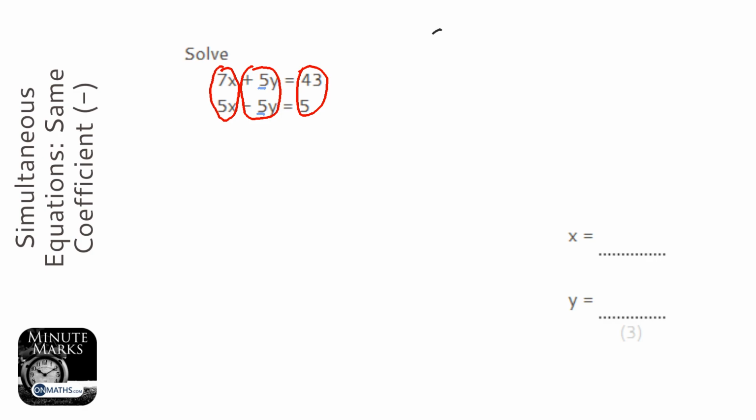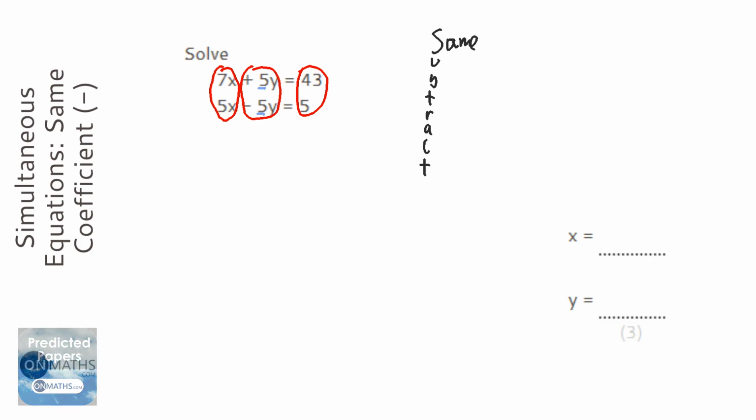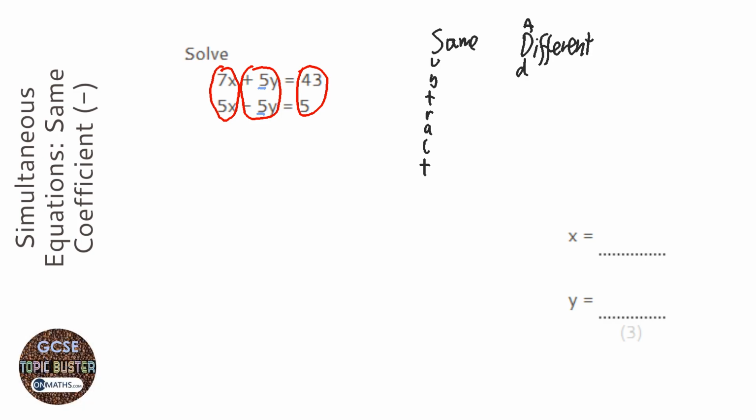And then we've got to remember this simple rule. If you have the same sign, we subtract going downwards. If we have a different sign, we add going downwards. Okay, simple rule. But have a look here, the 5 and the -5 have different signs, so we're going to add going downwards.